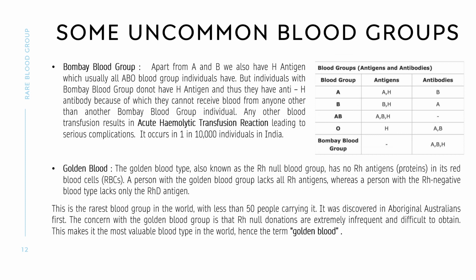for the golden blood, there are very, very few people on this planet who have this blood, and of which very few are active donors. This kind of blood group was found in Aboriginal Australians for the first time, and since it is very, very difficult to obtain donors for this blood group, this makes the blood group very, very valuable, and hence it is known as golden blood.